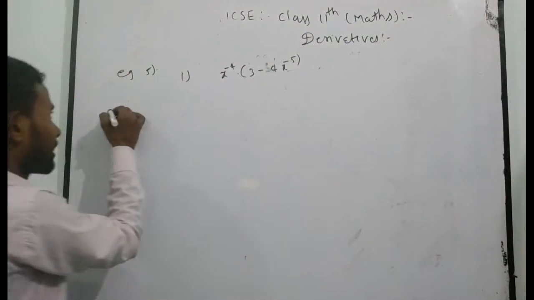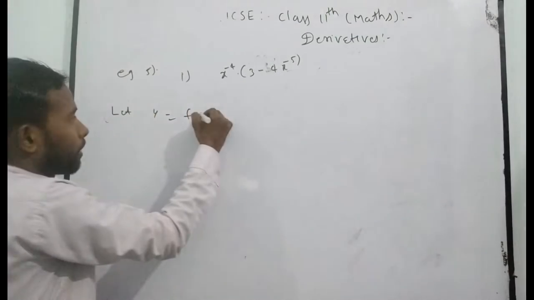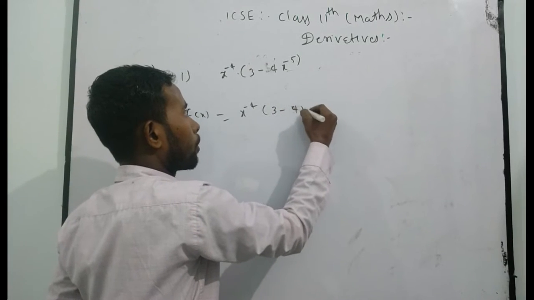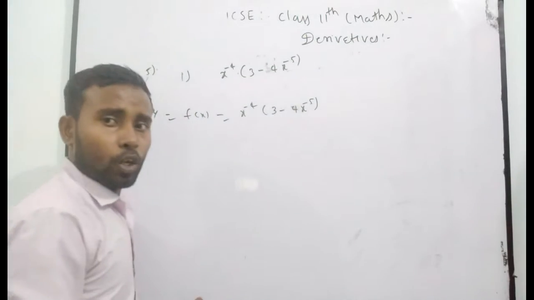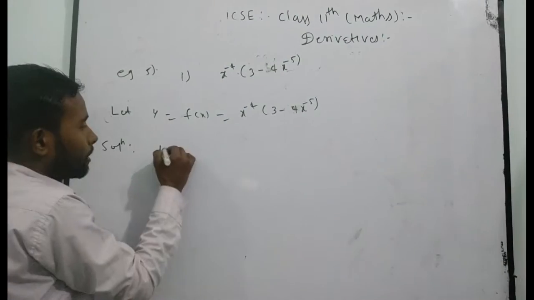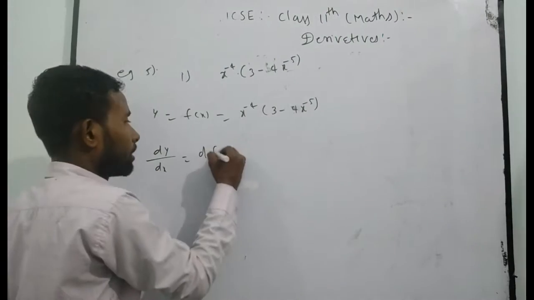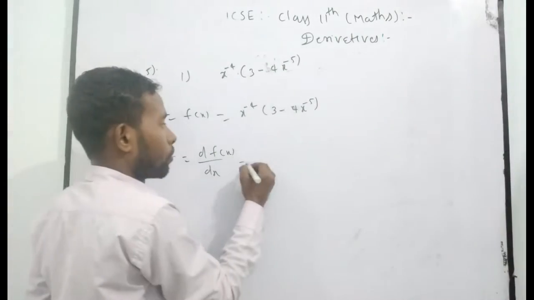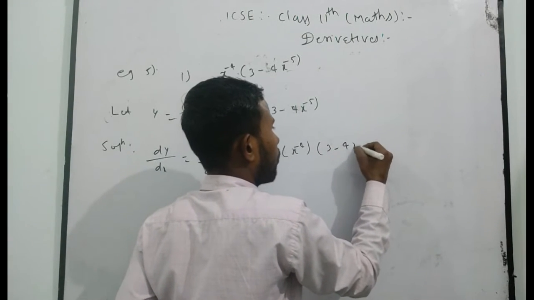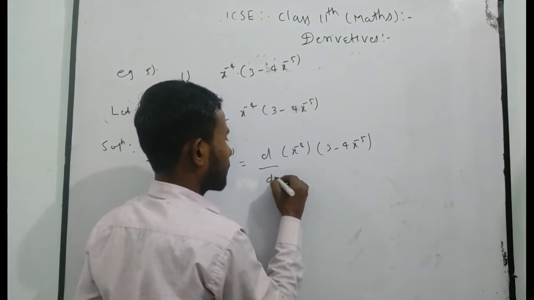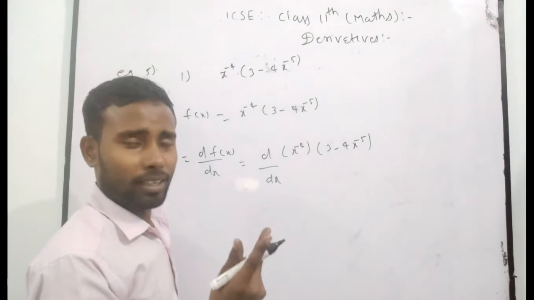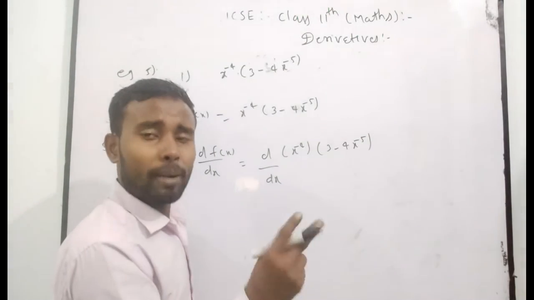How can you find it? Firstly, let y is equal to f(x) is equal to x to the power minus 4 into 3 minus 4 into x to the power minus 5. You have to find the derivative of this function. How can you solve? dy/dx is equal to df(x)/dx, which will be the derivative of x to the power minus 4 into 3 minus 4 times x to the power minus 5 with respect to x. Now, you can solve by two methods. From this step, you can proceed by two ways.